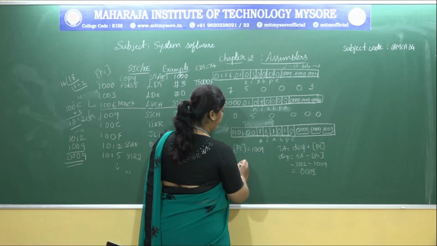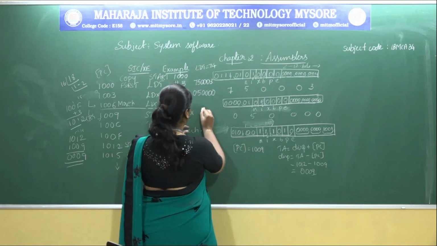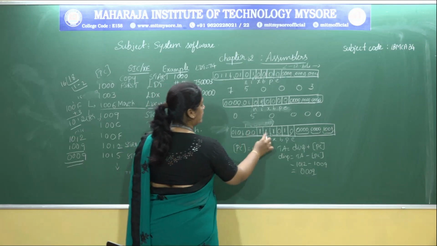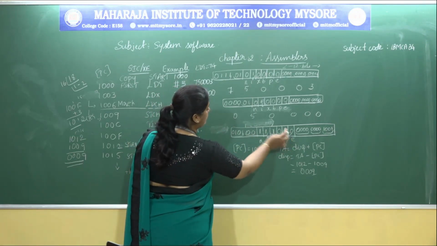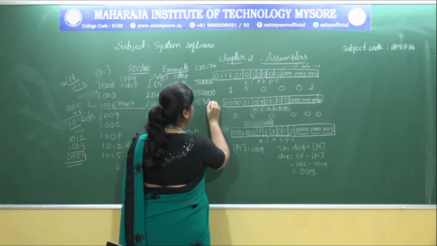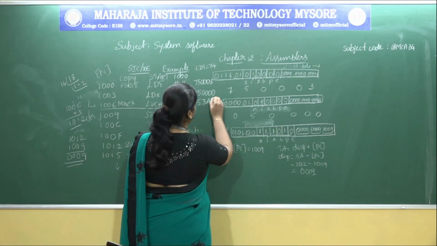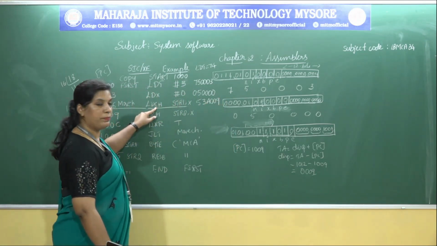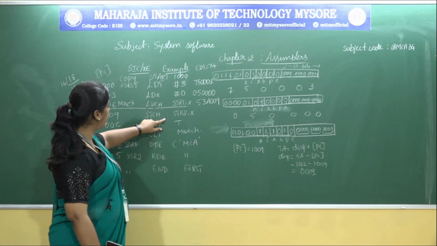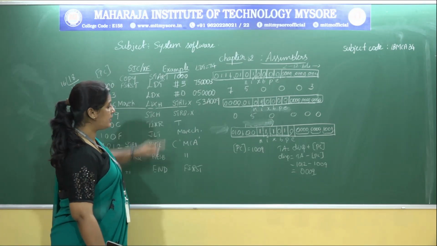We will get 5, next 3, 0 0 1, 1 it is 3, 1 0 1 0 is nothing but 8 plus 2 is 10, 10 is nothing but A, 0 0 9. So this is the object code for this instruction. Next we have to find the object code for the next instruction, that is STCH.